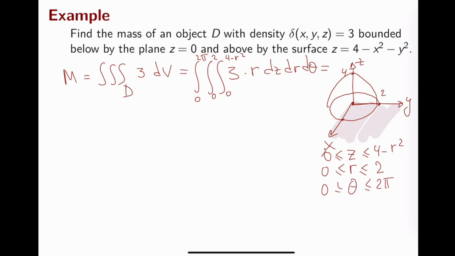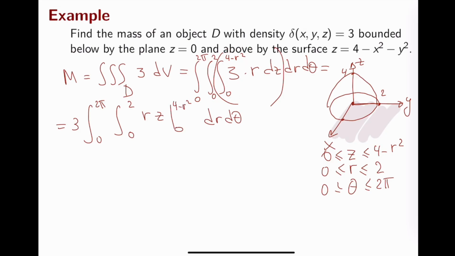Okay, so once we set up the integral, we are going to have the numbers going outside of the integral. This is going to be 3 times the integral between 0 and 2 pi, and the integral between 0 and 2. Remember that first we need to do this inner integral. So we're going to have dr d theta, but inside here we are now solving the integral of r dz. So r is a constant with respect to z, and so the integral is just rz, evaluated between 0 and 4 minus r squared.